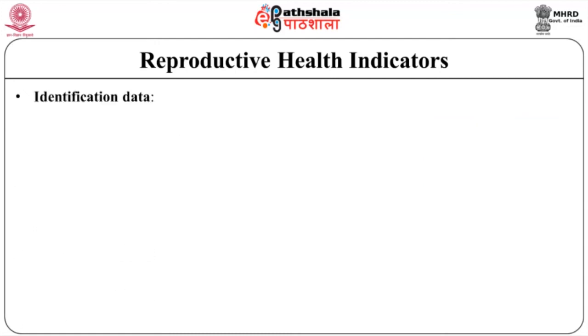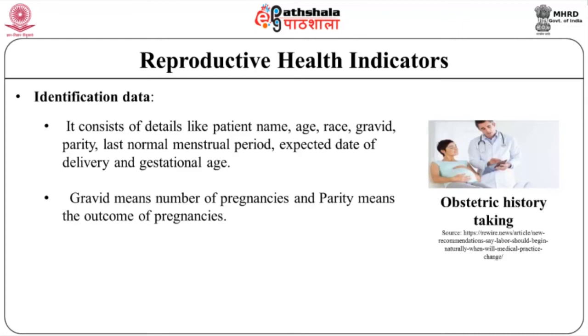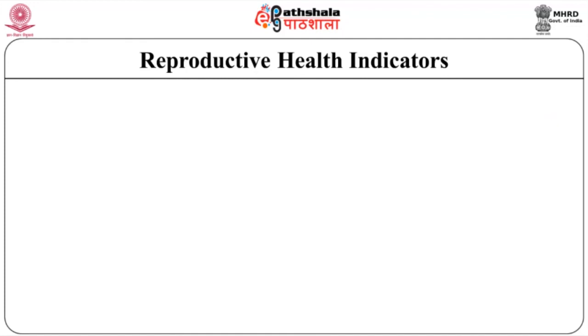The details collected are the identification data. It consists of details like patient name, age, ethnic group, gravida, parity, last normal menstrual period, expected date of delivery, and gestational age. Gravida means number of pregnancies.